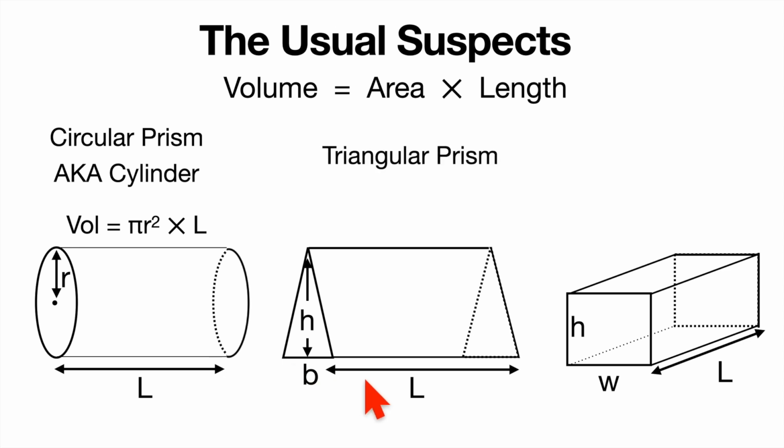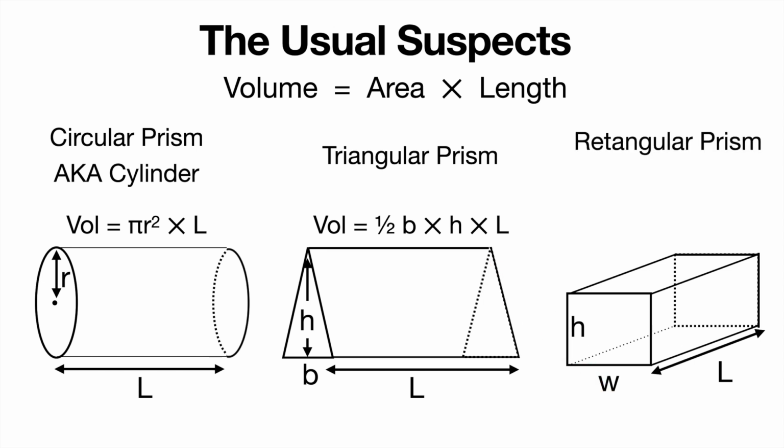Triangular prism. The formula for the area of a triangle is half base times height. So the volume is a half base times height times length. And we've just seen here, this is the rectangular prism, aka cuboid. And here the volume is width times height times length.